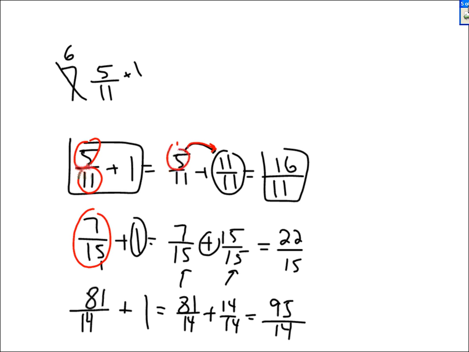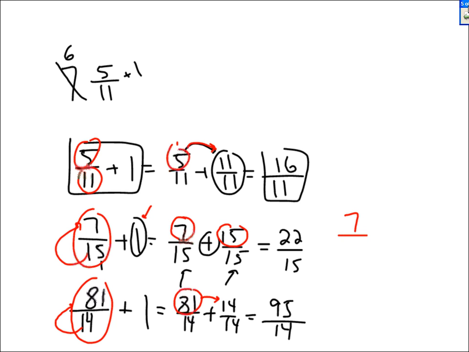7 over 15, we want to add 1. So to the numerator, we added 15. We added the bottom to the top. You want to add 1 here? Well, we took the numerator and we added 14 to it. Oh, we added the denominator.